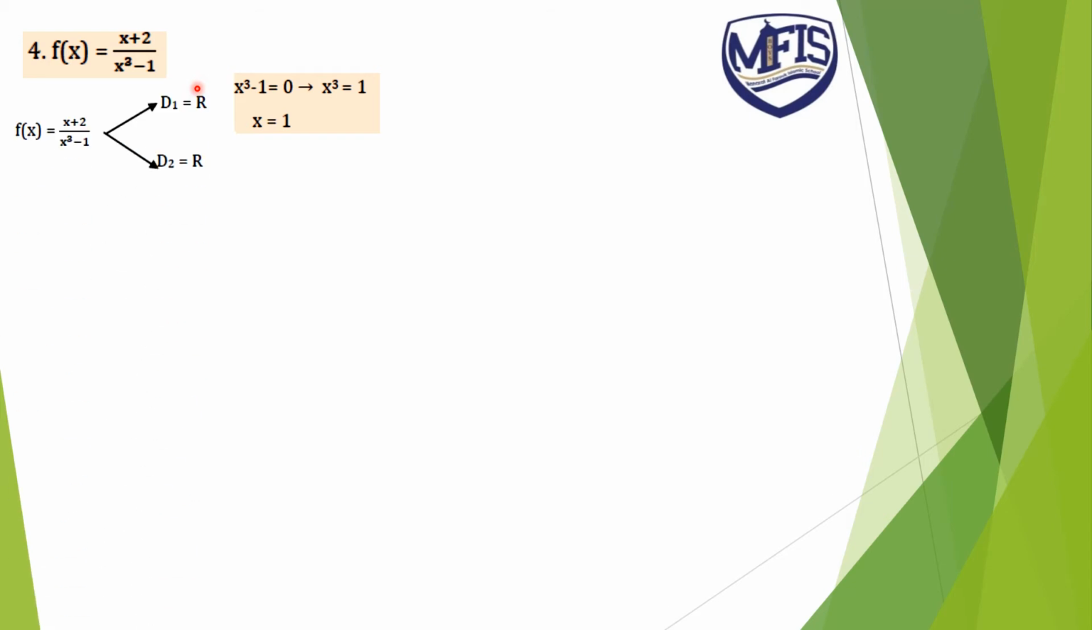Then the domain of this function is R minus, sorry, I see x power 2, but it is x power 3 minus 1. So x power 3 minus 1 equals 0. So x power 3 equals 1, x equals 1. This domain is R intersection R except 1 equals R minus set 1.